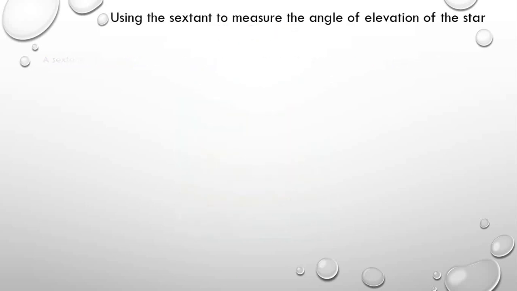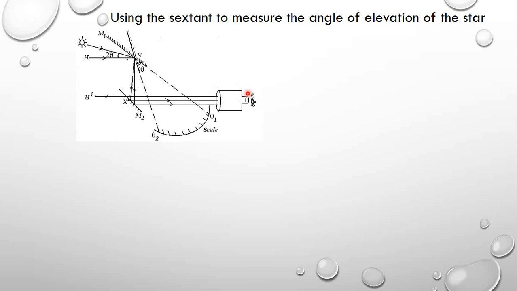Let's see how we can use the sextant to measure the angle of elevation of the star. The diagram we shall be using is this one here. Here we have a sextant consisting of the scale, and then we have these two mirrors, M1 and M2. M1 is fully silvered and it is movable.